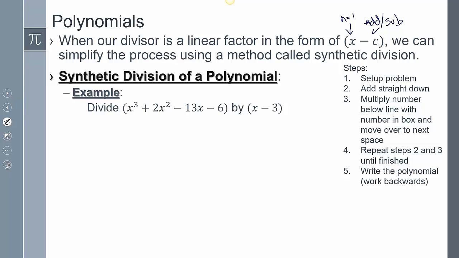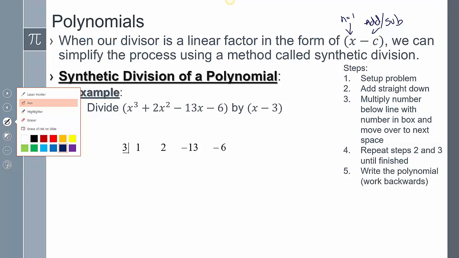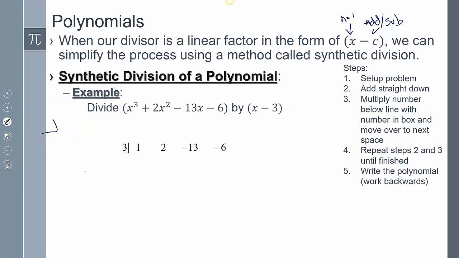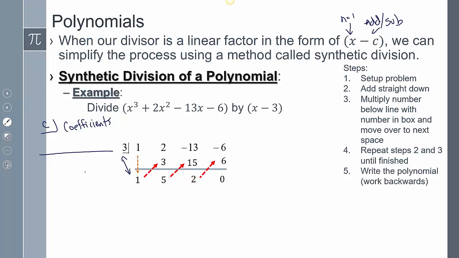So the first thing that I can do is set up the problem. When I say set up the problem, we're going to put c here, we're going to put the coefficients here, and then we put this line on below. So when I do that, we're going to follow this pattern. We're going to add straight down, and then multiply these two values together, and it's going to bring us to that next box here, 3. Add straight down, so I get 5. Multiply, I get the next value. Add straight down, multiply, add.